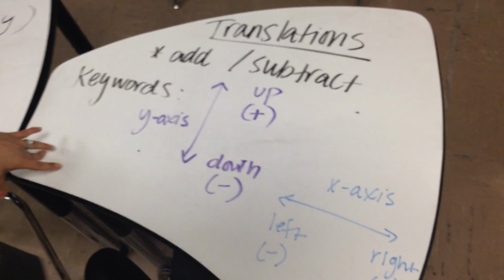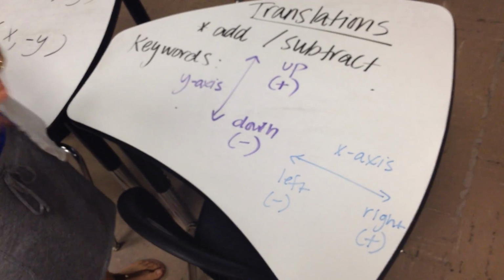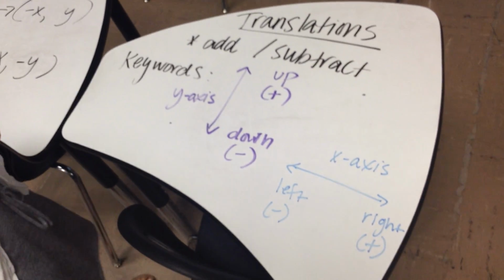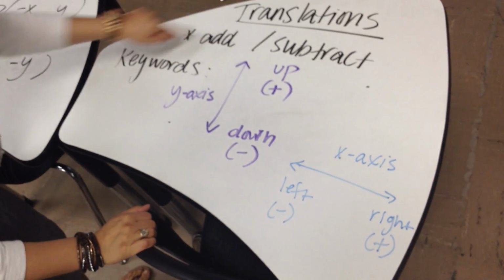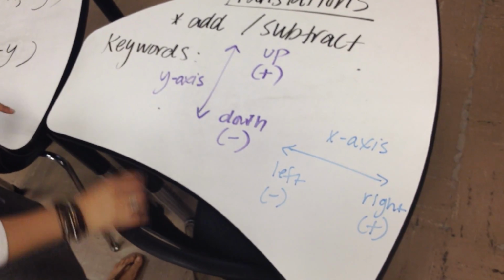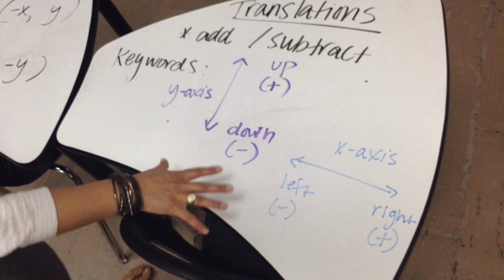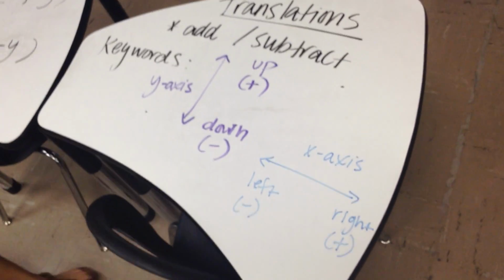With translations, even rotations and dilations, make sure that you label which one's your image and which one's your original, okay? So translations, remember that they add and subtract. Here are your key words, okay? You can see that right here. Make sure you look for those.